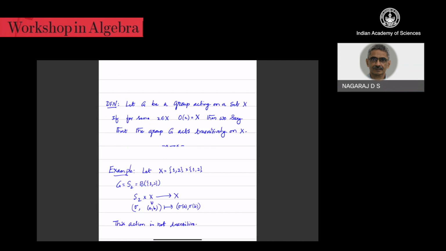So verify this. This is the exercise. In general, what happens is when a set is acted upon by a group, in general it need not be transitive, but you can always decompose X into the space of orbits.